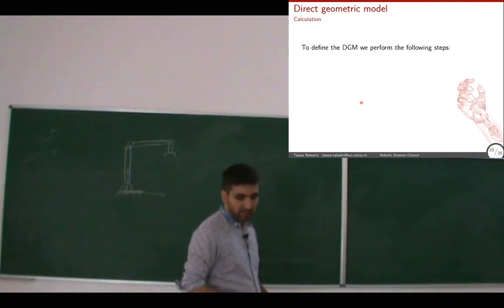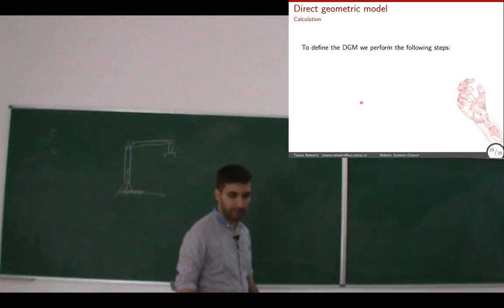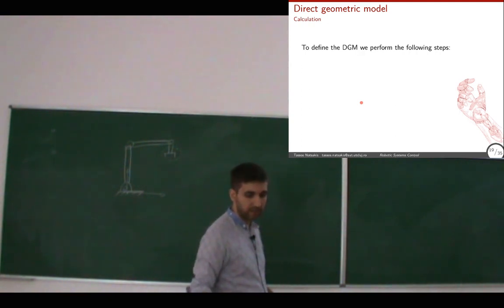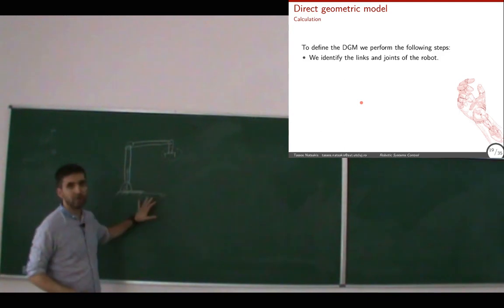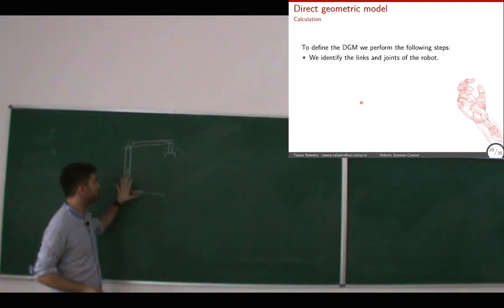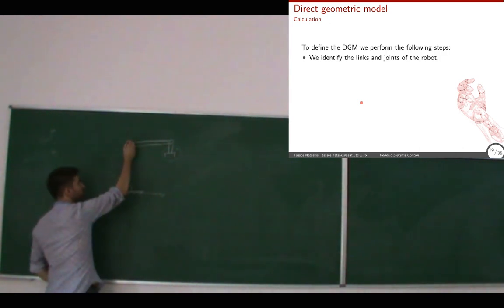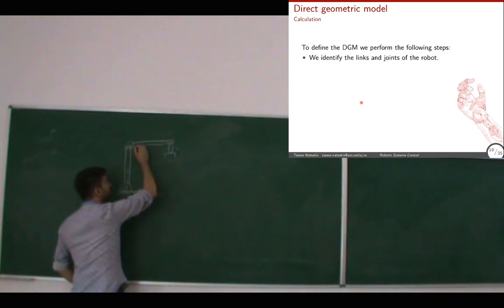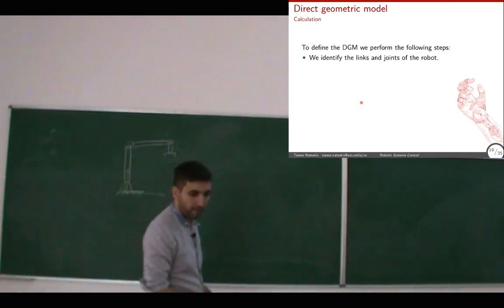And these are the steps that we are following. So to define this direct geometric model, which is this 4x4 matrix, we first identify the links and the joints of the robot. So if you have a drawing of a robot, you need to understand, okay, what is a link and what's a joint. So here we have a joint here, for instance, joint 1, joint 2, joint 3, and in between these are the links, the structural parts of the robot. Okay?